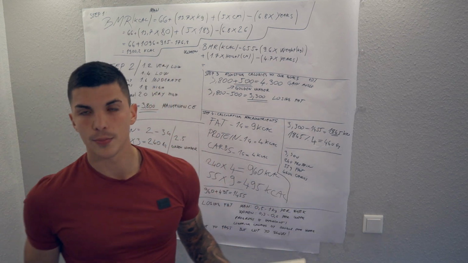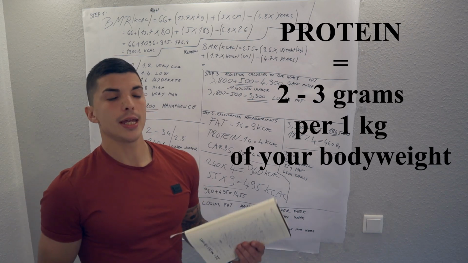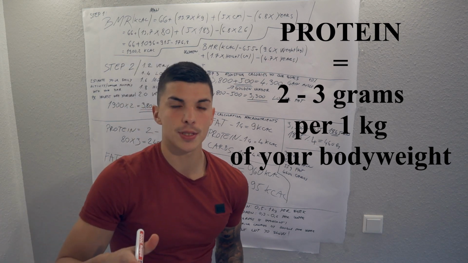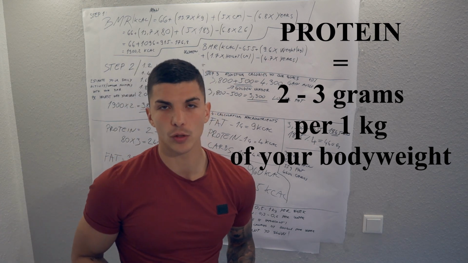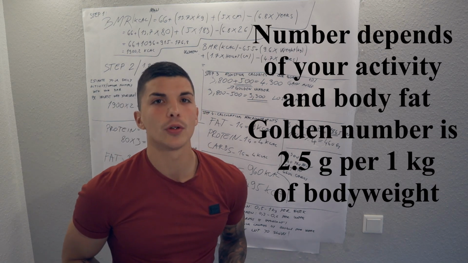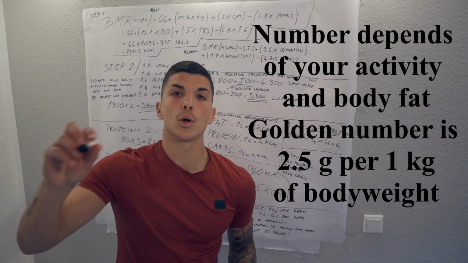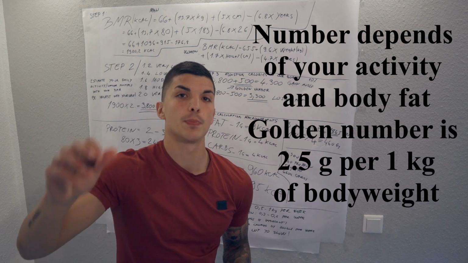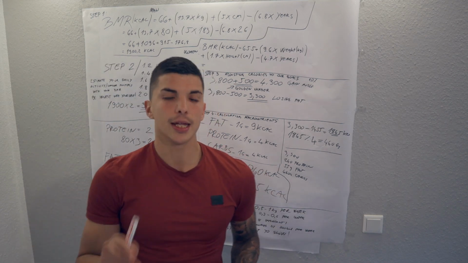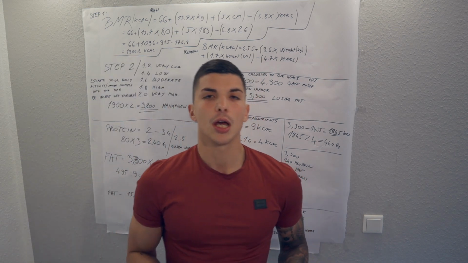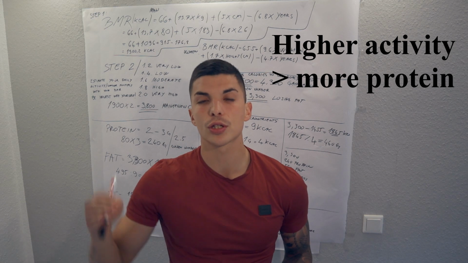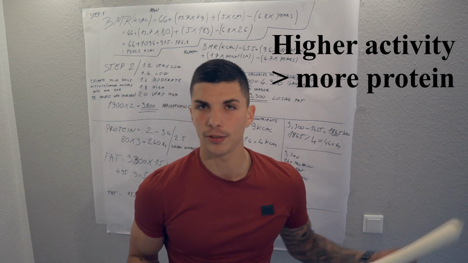Again, we have a range, and the range is simply 2 to 3 grams per kilo of body weight. Again, we have a golden number for 90% of you guys out there. It's 2.5 grams per kilo of body weight. But it also depends, very much, first of all, on your activity. If you're very active, you're going to need, of course, more protein than a non-active person.